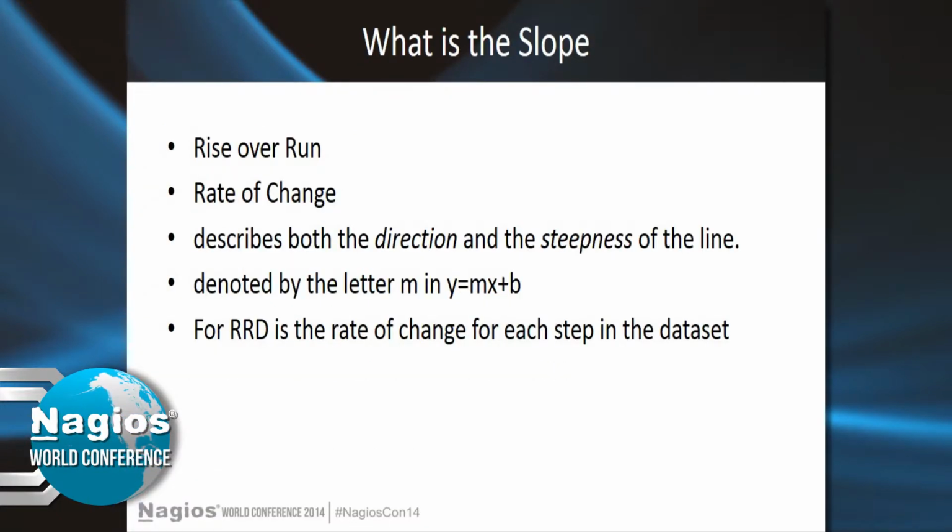So what is the slope? Well, slope is very basically rise over run. It describes the direction and the steepness of the rate of change. It's M in that formula right here, this fourth grade algebra. I had a lot of trouble with that. I had to ask my son.